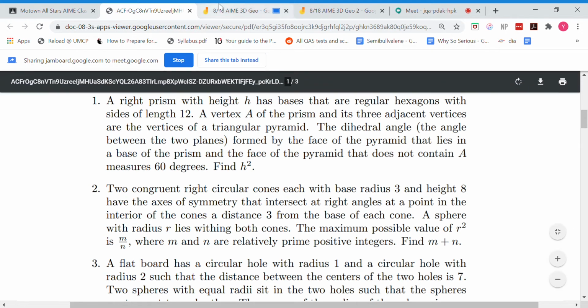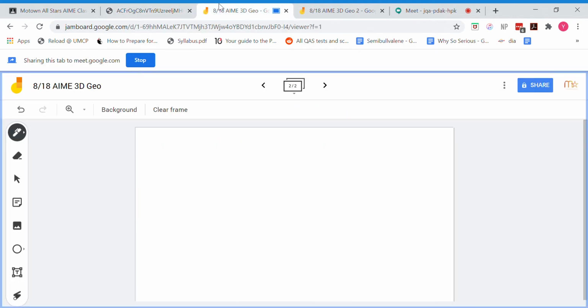So as always, we start off with drawing a good diagram. If we draw a single cone, it looks something like this: we have the base, and then its axis of symmetry is something like this. And we're told that the axis of symmetry of the other cone is 3 inches up, and it intersects perpendicular. So this is the axis of symmetry of the other cone.